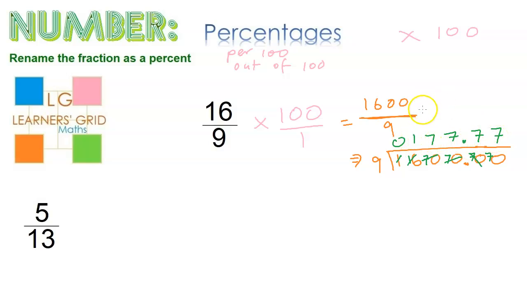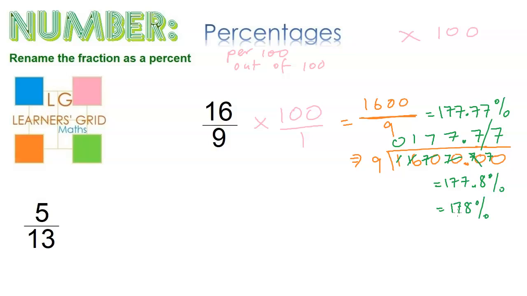So we have 177.77%. You could round off at one decimal place to 177.8%, and if you wanted to round off to whole numbers, 178%. That makes sense, because 16 over 9 is an improper fraction. It's not quite double, so it's not 200%. 178% looks reasonable. Okay, that's one way to do it.